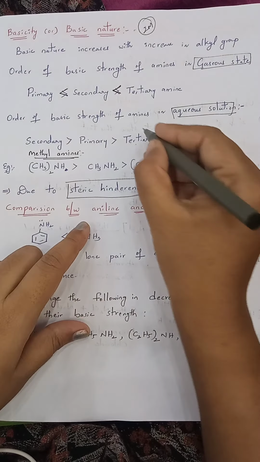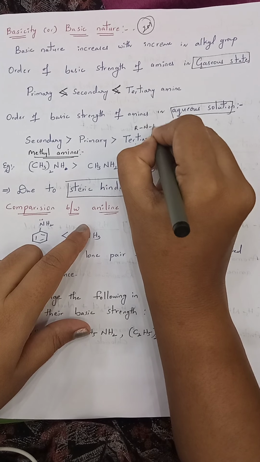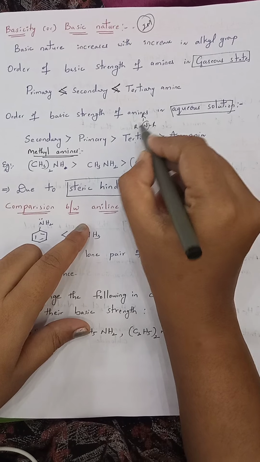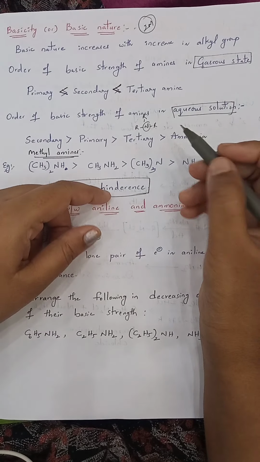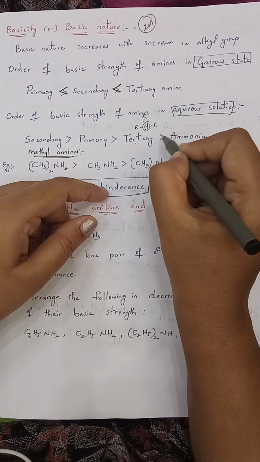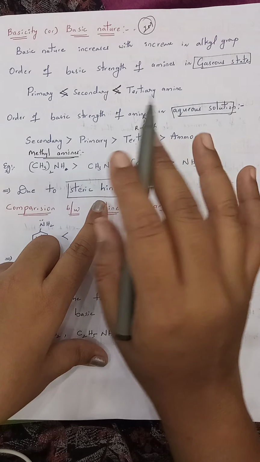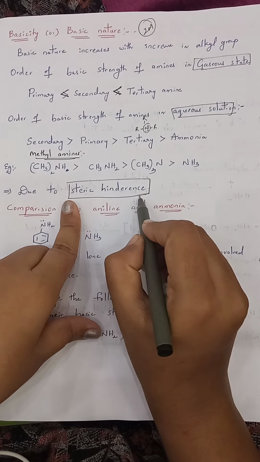Why? Because tertiary amine is generally indicated by R, N, R, R. Around this nitrogen, 3 bulky groups are attached. Due to increase in the number of bulky groups, though the nitrogen has a lone pair of electrons, the ability to donate this lone pair decreases. Then automatically its basic strength also decreases. That effect is called steric hindrance.